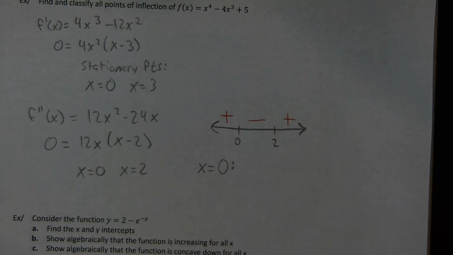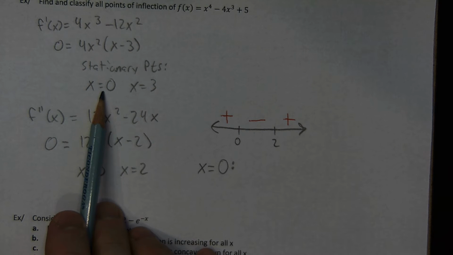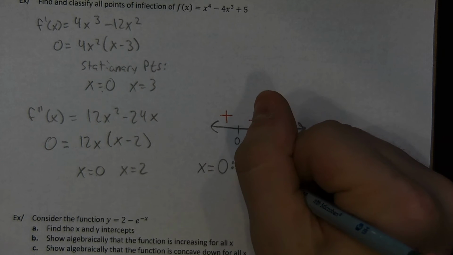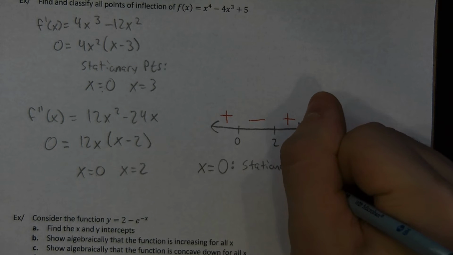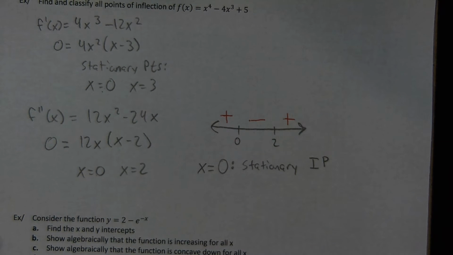Well, we know it's an inflection point, but guess what? It was also stationary. It was a place where my first derivative was also 0. So since it showed up in the first and second derivative, this is a stationary. Did I spell that right? I think so. A stationary inflection point, IP.